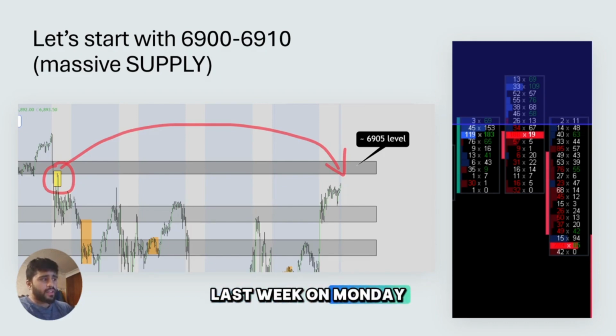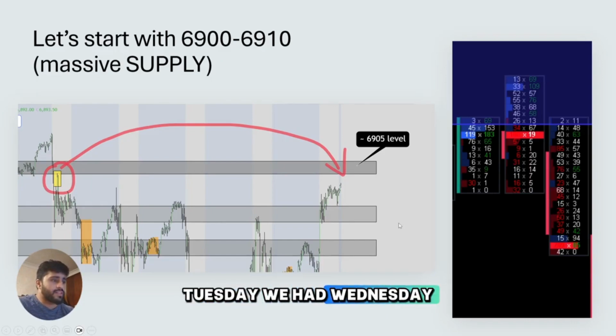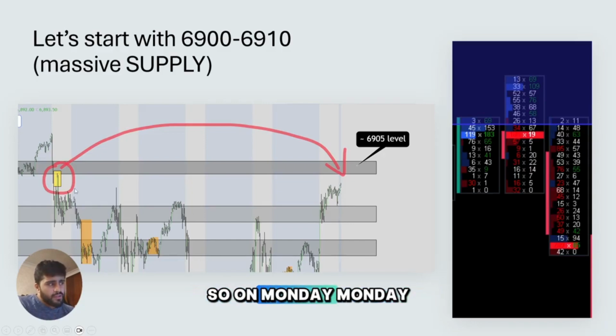So last week on Monday, you can see here, this was Monday's price action. Then we went to Tuesday, we had Wednesday, Thursday, then Friday, we finished near Monday. So on Monday began the sell-off. So this circled region over here represents the sell-off. So that yellow box over there is our key level.